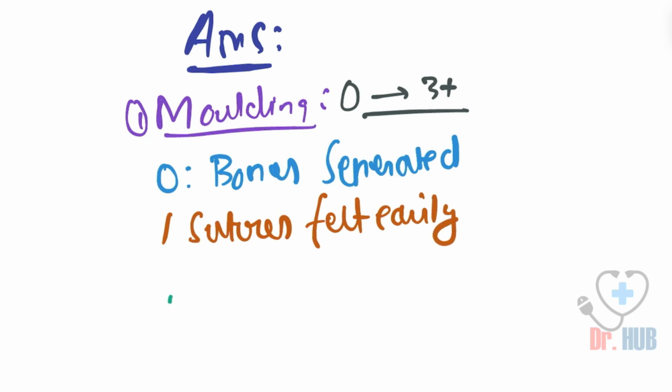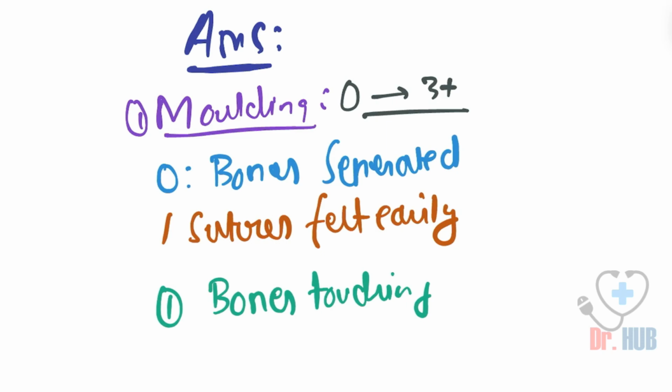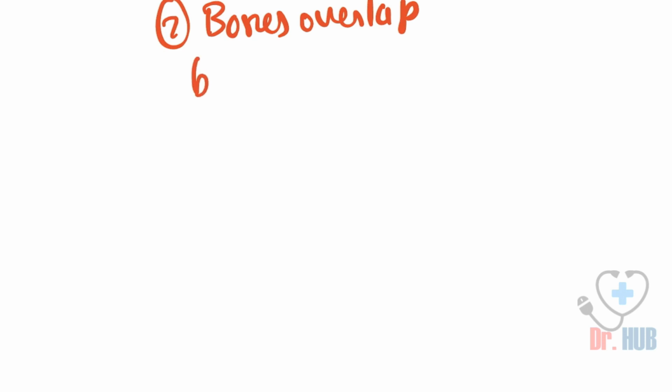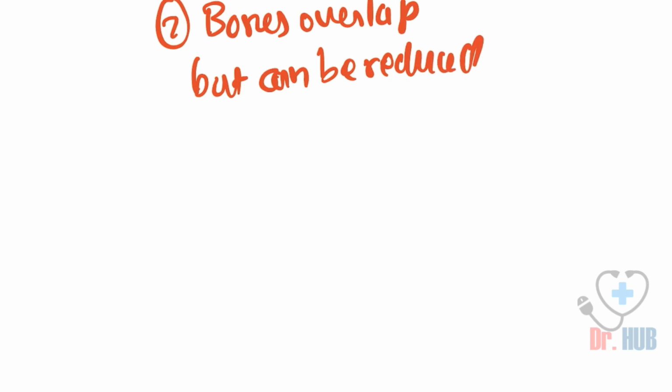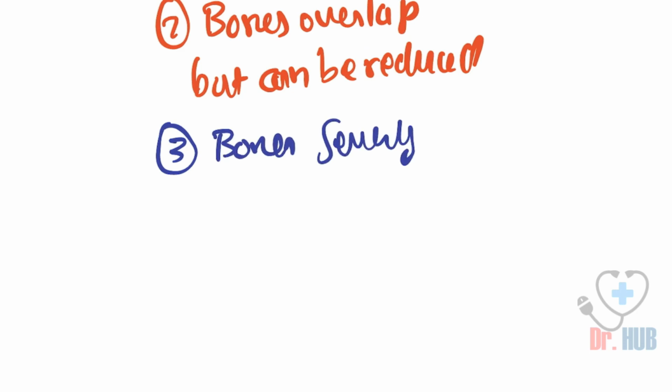Then we look at the grade of 1. What does 1 mean? 1 means the bones are touching. And then we move on to 2. 2 indicates that the bones overlap but can be reduced. The third grade is that the bones severely overlap and are irreducible.